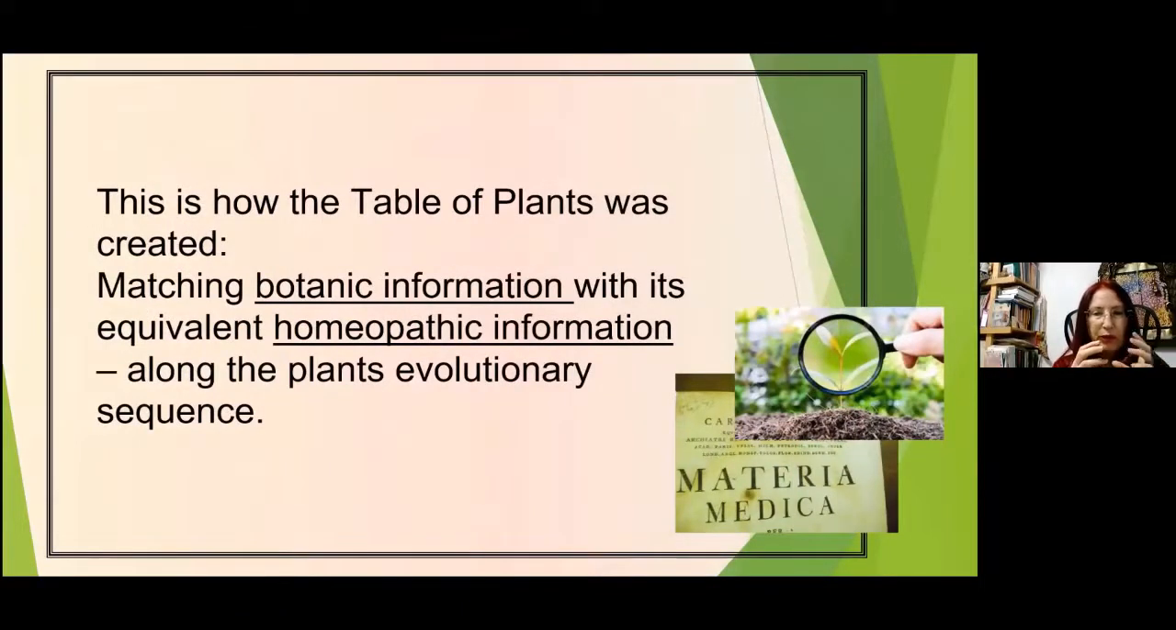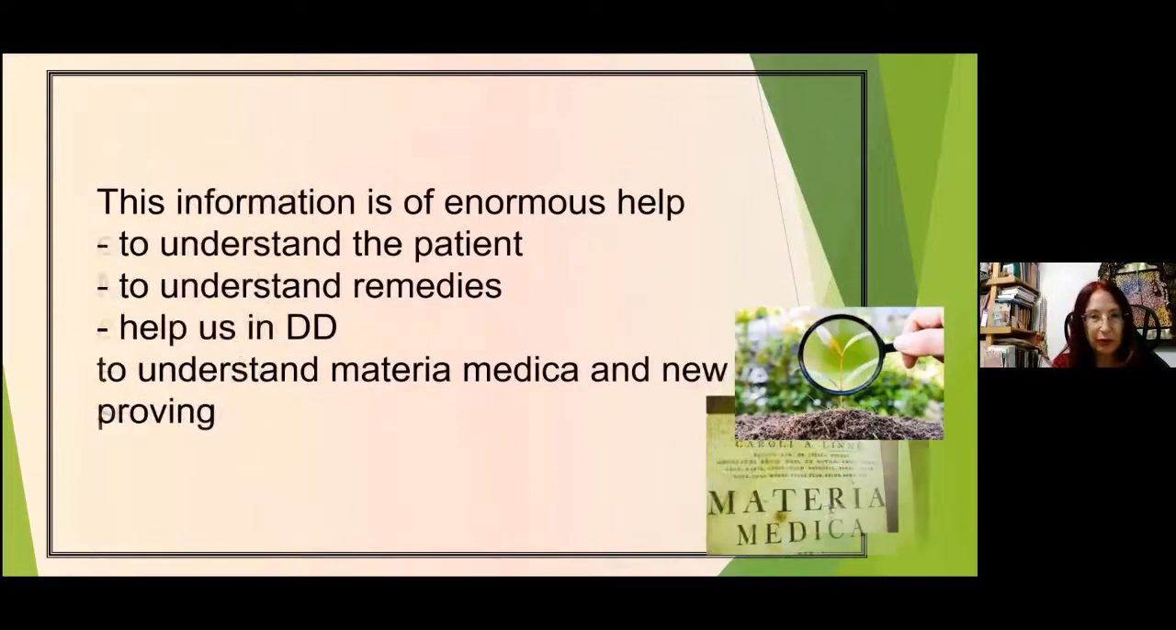So when we match botanic information with equivalent homeopathic information and put it along the plant evolutionary sequence, we will get human evolution. And this information will be an enormous help to understand the patient, to understand the remedies, and to help us in doing differential diagnosis. Is it a remedy from column?